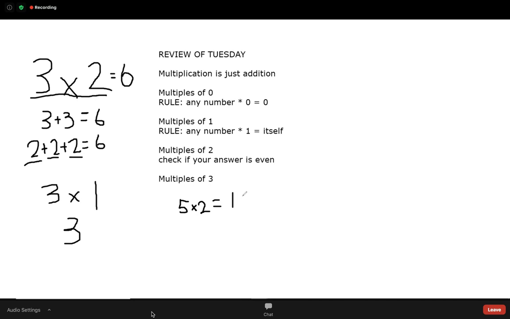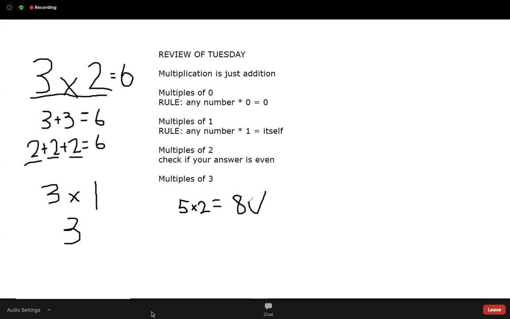So maybe we'll try again, and this time we'll get 10. So now when we check it, we'll check the last digit, which is 0. 0 is an even number. And because 0 is even, that means that 10 is even. And because 10 is even, it passes our check. So this means that 10 could be the right answer, but it doesn't guarantee that 10 is the right answer, because we could have gotten something like 8 instead of 10, and 8 would be an even number, so 8 would pass the check, even though it's the wrong answer.